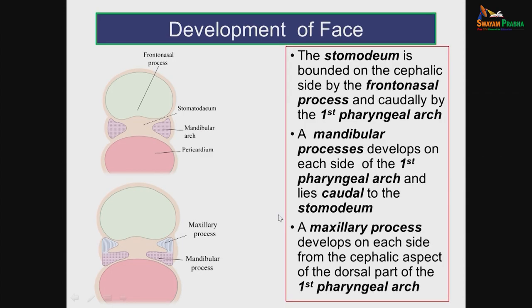Having known this, we will move to the development of face. So, if you look at this picture, this is the stomatodium, which is the future mouth. This is bounded on the cephalic side by a process which I have already described, that is the fronto-nasal process. Caudally, it is bounded by the first arch, which is the mandibular arch. So, this mandibular arch is going to divide into 2 processes, maxillary and mandibular process. A mandibular process is going to develop on each side of the first pharyngeal arch and it lies caudal to the stomodium.